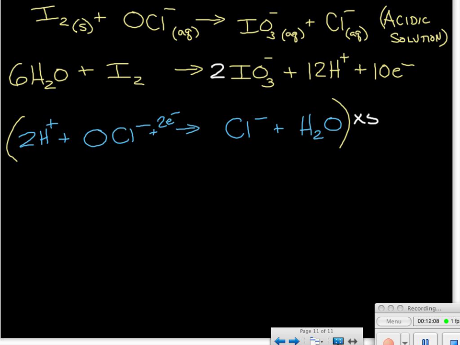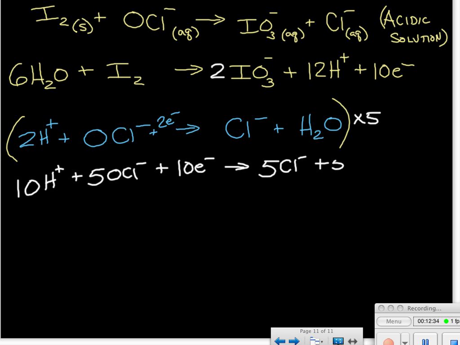That way, if we multiply all our coefficients by 5, we will then have 10 electrons in the second equation. So once we multiply all our coefficients by 5, we'll have 10H plus, 5 OCl minus, plus 10 electrons, and then on the right hand side of this equation we'll have 5 chloride ions plus 5 water molecules.